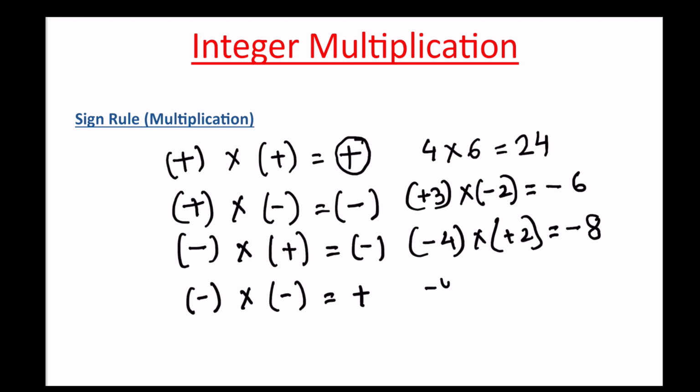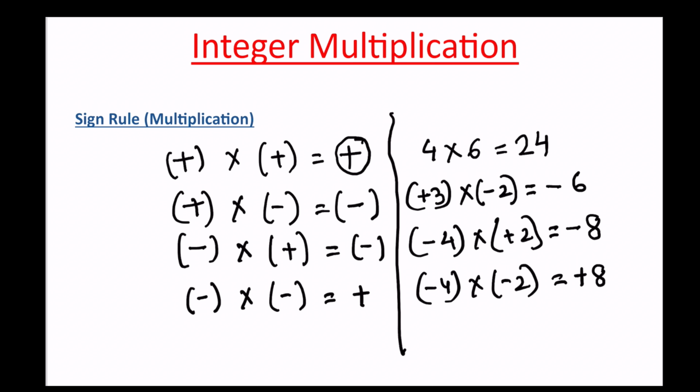A negative number 4 and negative number 2. We know minus into minus is plus. That means the resulting number will be positive and 4 times 2 is 8. So this is an example of how we are going to apply the sign rule. Let's do some problems.